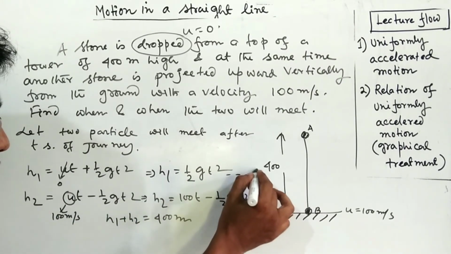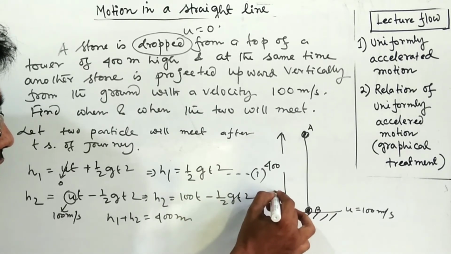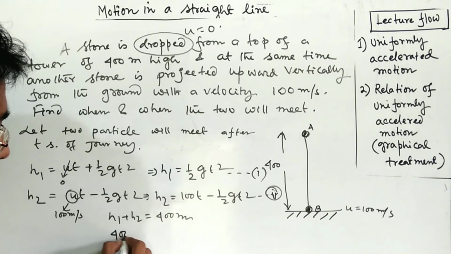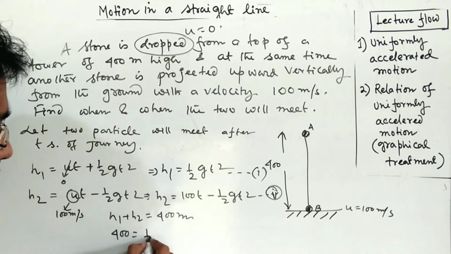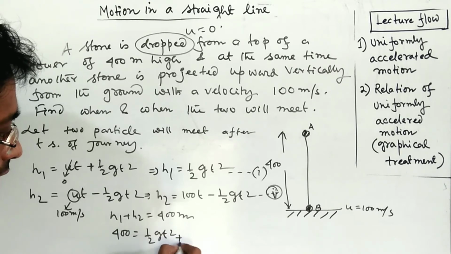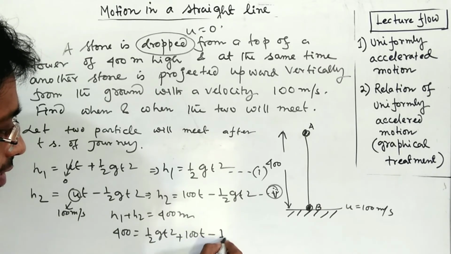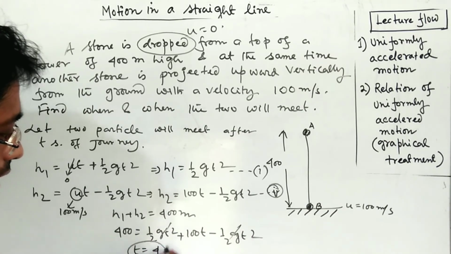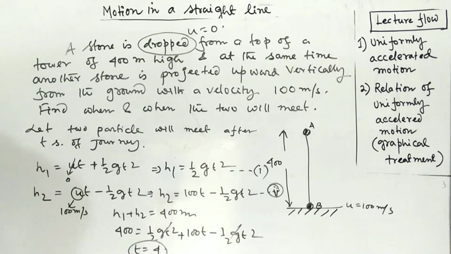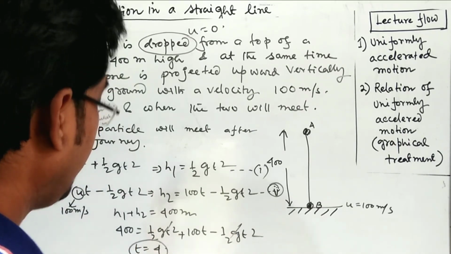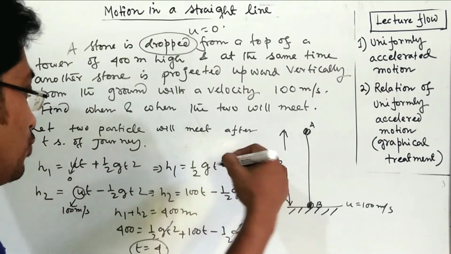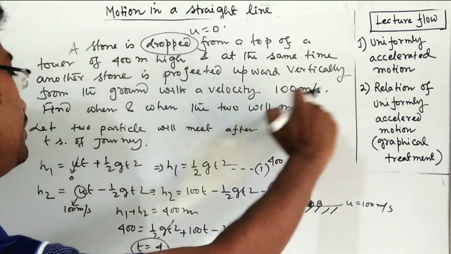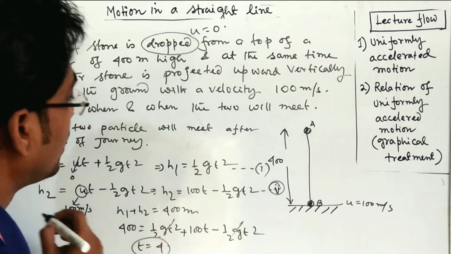So if we add equation 1 and equation 2, then we get 400 equal to half GT square plus 100T minus half GT square. So T is equal to 4. Okay, T is equal to 4. Then if you put T in equation 1 or equation 2, you get the height from the upper level or lower level, whatever may be.